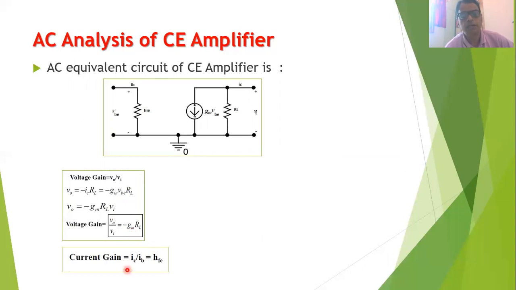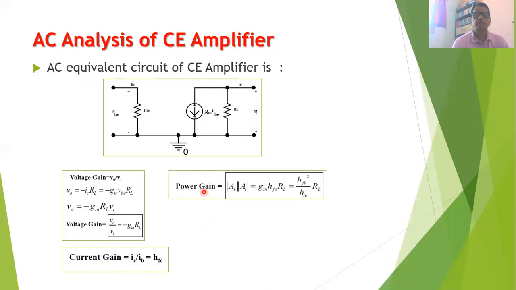Similarly, we can obtain the expression for the current gain. Current gain is defined as output current divided by input current. In this case, output current is IC and input current is IB. By definition, IC divided by IB is nothing but hfe of the transistor. So the current gain of the transistor depends upon this parameter hfe. The higher the value of hfe, the higher the current gain of the CE amplifier.